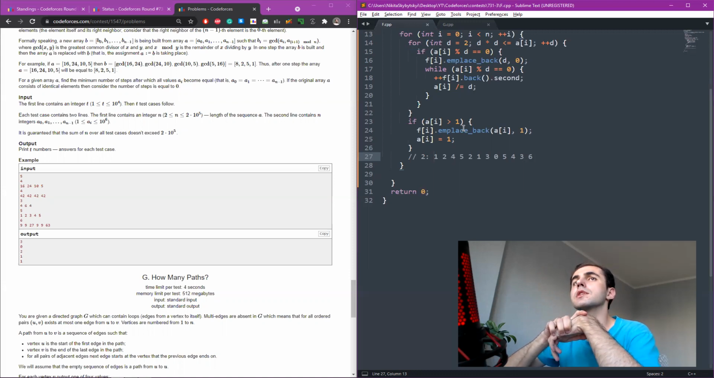How many prime numbers are there up to 10 to the 6? Too many. Too many.